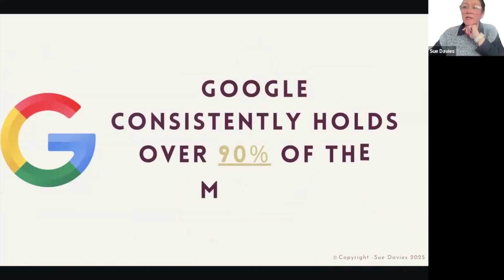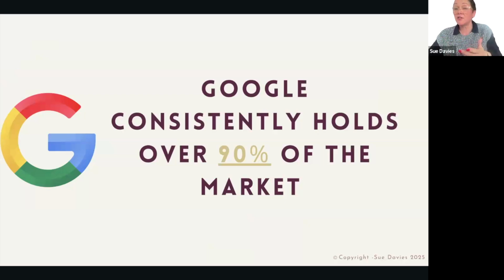And just a little bit of stats. Google consistently holds 90% of the market; that's where people go for their search engines. And as much as YouTube and Pinterest are there, Google is predominantly the biggest holder of information in the whole world, as we know.